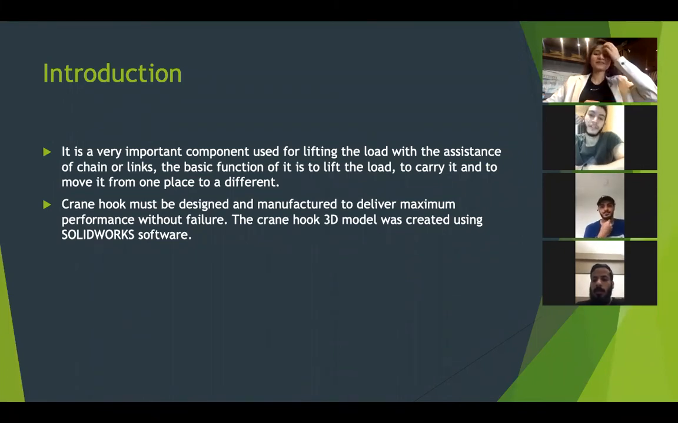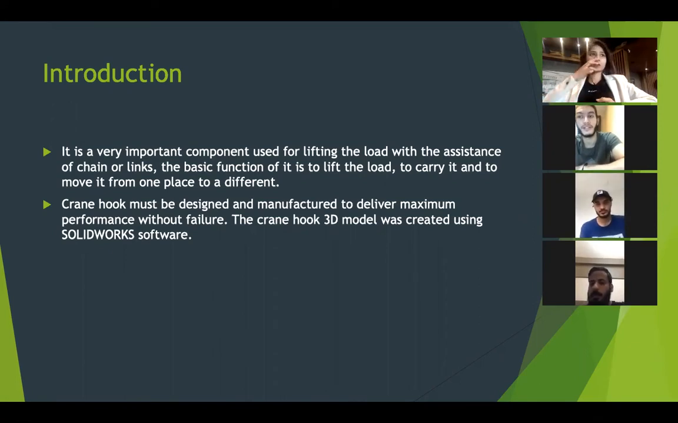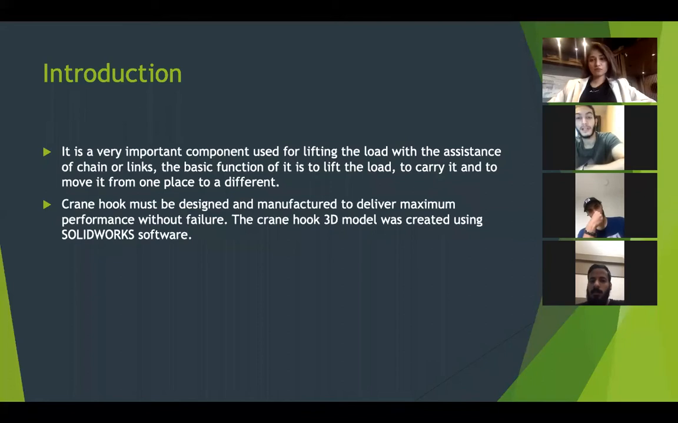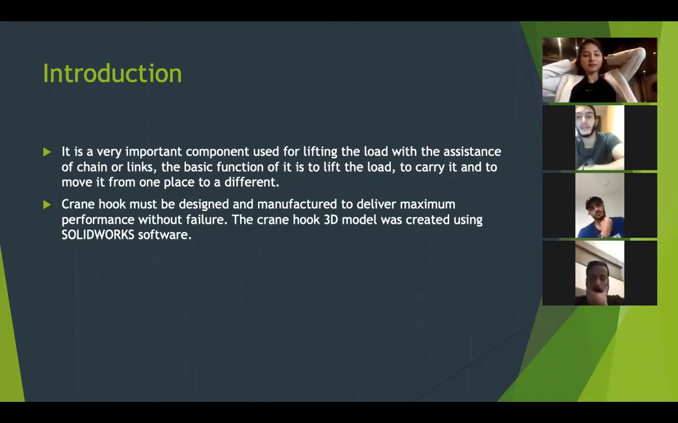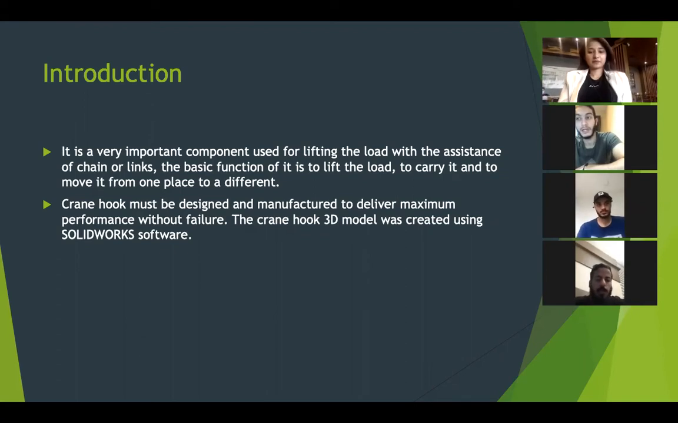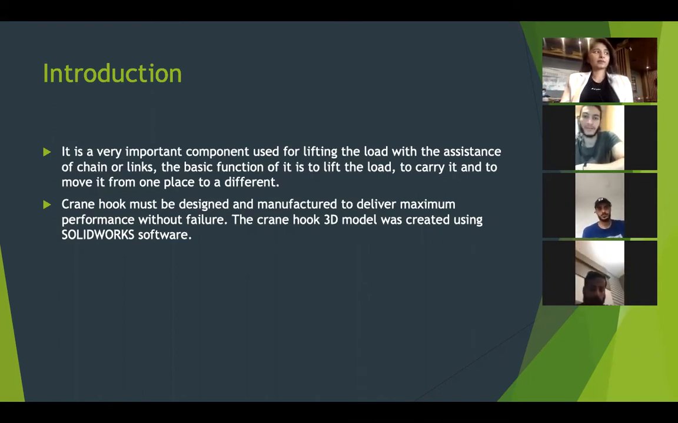Okay, so for the introduction, in this project, a particular mechanical part has been chosen and a certain analysis has to be done in order to find the best and more suitable type of mechanical part that can be used. So the mechanical part we chose was the crane hook. Simply, a crane hook is a very important component used for lifting the load with the assistance of chain or link. The basic function of the crane hook is to lift the load from one destination to a different one. That's all for the introduction. We're going to the next part.